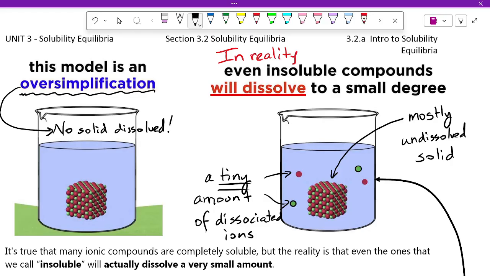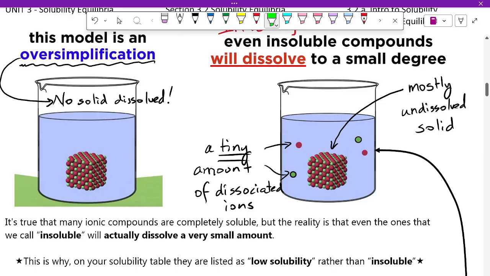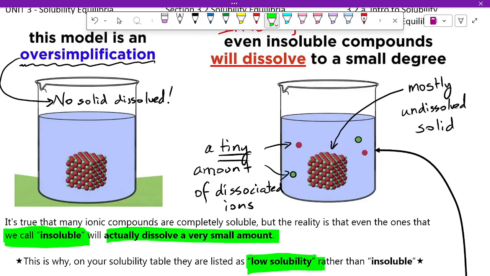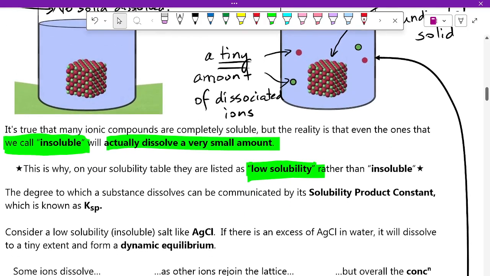And that is why your book, or your data table, rather than saying insoluble, calls it low solubility. So anything that we call insoluble is actually going to dissolve a very small amount, and that's why we call it low solubility. Okay? Now, just like a Ka, the bigger the Ka, the bigger the degree of ionization. The bigger the Ksp, the bigger the degree of dissociation.